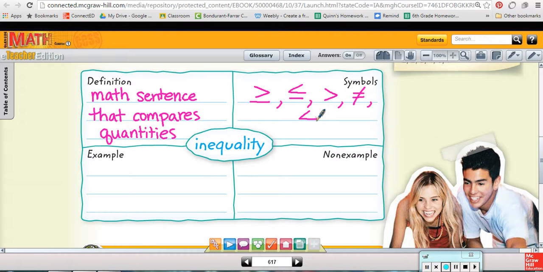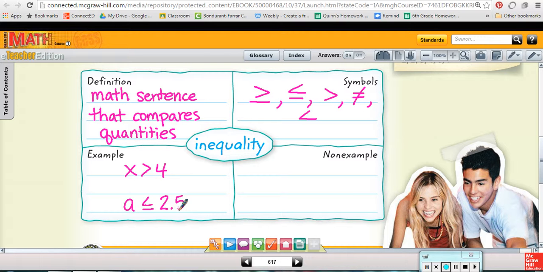Yes? What about the equal sign? The equal sign would only be if we're talking about an equation. Okay, so inequalities will not have an equal sign. Examples? We could have x is greater than 4, or a is less than or equal to 2.5. Those would be examples. Non-examples: give me something that might be an opposite of an inequality.